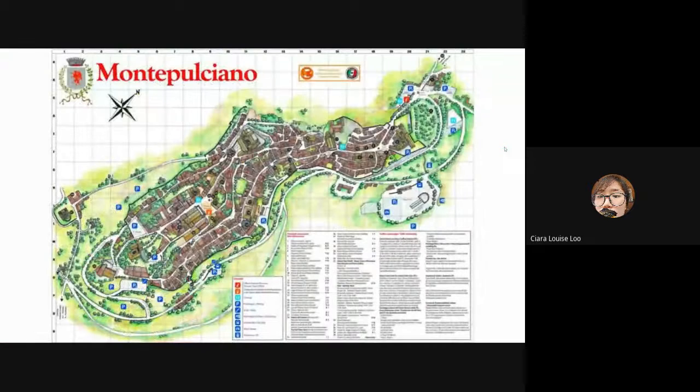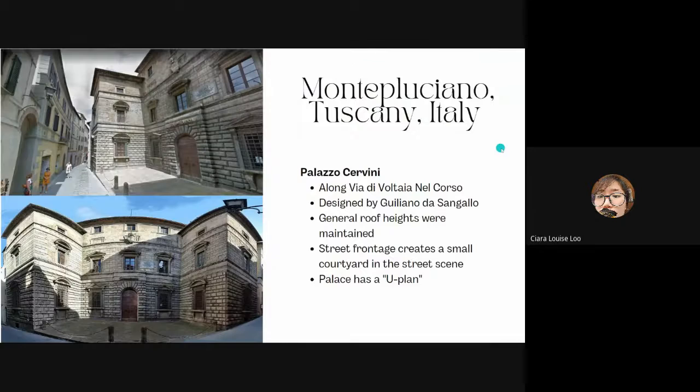Next slide, please. So this is the map of Montepulciano. It looks very nice from above because the streets are really well defined. Next slide, please. So this is Palazzo Cervini, and it's also in Montepulciano, along Via di Voltaia nel Corso, and it's designed by Giuliano da Sangallo. And as you can see, the roof heights were maintained, so it doesn't stand out too much, and it's also nice because it has a U plan, like the palace is a U shape, so it gives people more space to move around that street, so it doesn't look too tight. Next slide, please.